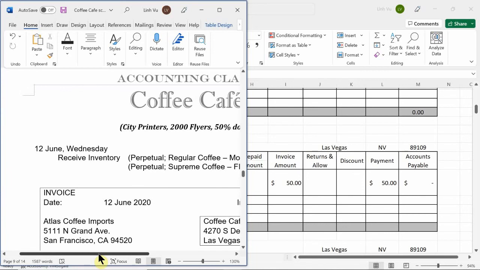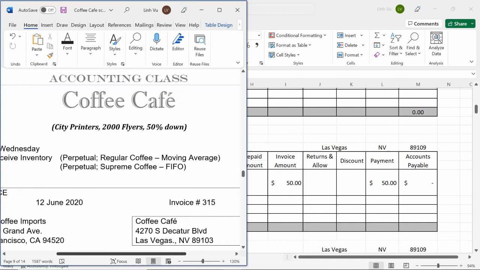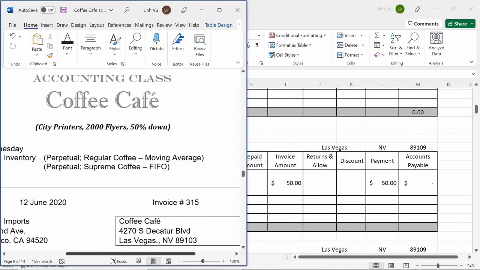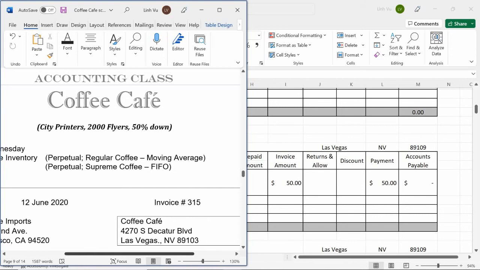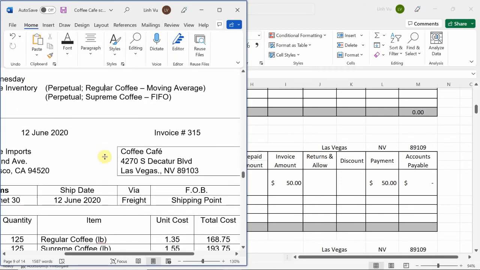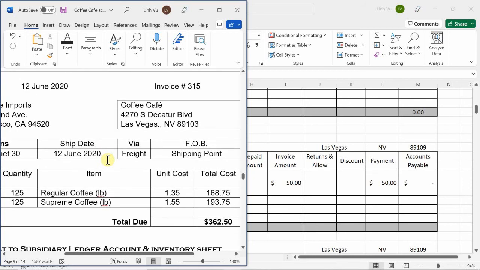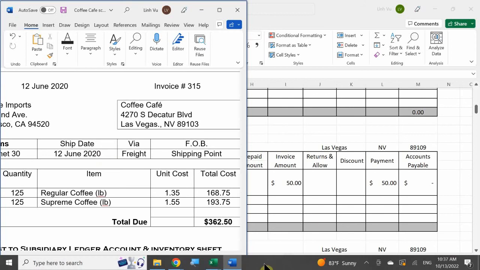It's Wednesday, June 12th, and we end up receiving our inventory. It is perpetual inventory. We got perpetual regular coffee, which we're going to use moving average to calculate, and perpetual supreme coffee, which we're going to use FIFO to calculate. So let's record that we received our perpetual inventory. Here are the coffees. Now, how do we record perpetual inventory?